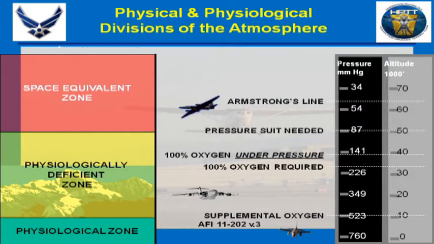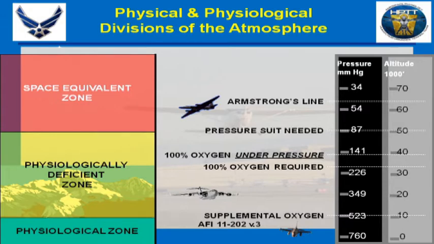We now want to concern ourselves with the physiological divisions of the atmosphere. 10,000 feet and below is considered the physiological zone. Below this, the partial pressure of oxygen is sufficient to sustain normal human function. 10,000 feet and above is considered the physiologically deficient zone. This is where the partial pressure of oxygen has gotten too low to support and maintain normal human function. Once you're in this zone, supplemental oxygen is necessary.